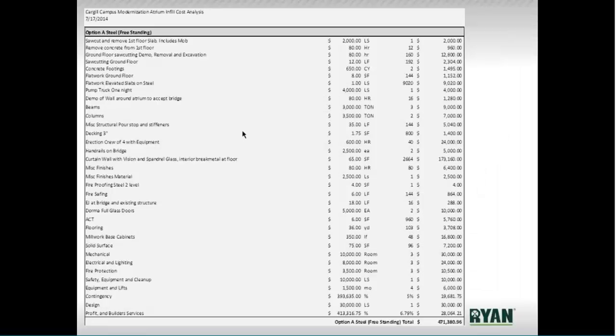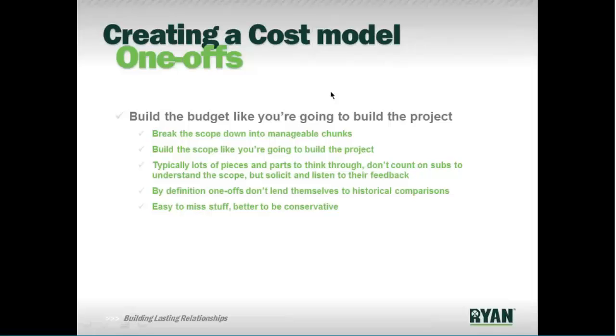And as you work your way through it, some of the pricing can be a little bit of guesswork, and you may need to involve some subcontractors or your hub pre-construction manager. But that's really the best way, just to go through and identify the cost of those one-offs. In some sense, there are not a lot of shortcuts. There are typically lots of parts and pieces to that kind of thinking, and you shouldn't necessarily count on subs to understand the scope, but it's probably a good idea to solicit and listen to their feedback. You also just need to make sure you understand the scope yourself.